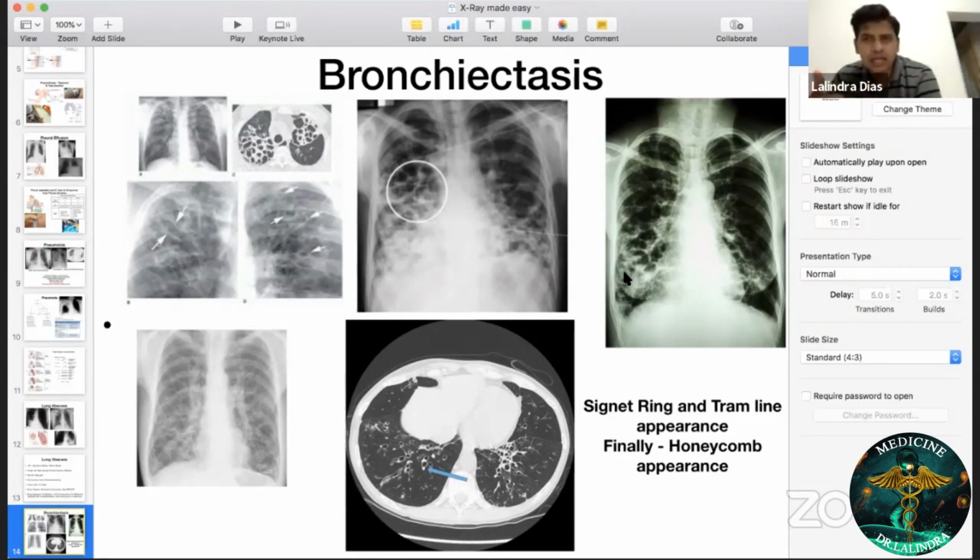So remember, guys, what are the radiological findings of bronchiectasis? The early findings are opacity with tram track or tram line shadows with signet ring appearance, and later they progress to this honeycomb appearance, multiple cystic shadows. Okay, so that is how you diagnose bronchiectasis. Initially a chest X-ray, but the best investigation, or the investigation of choice, is HRCT.